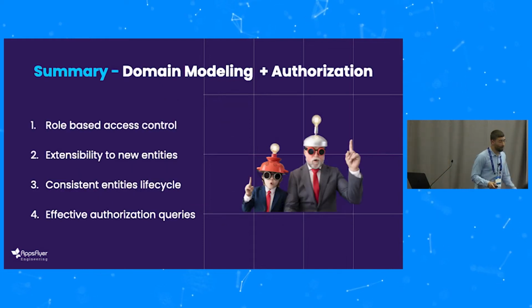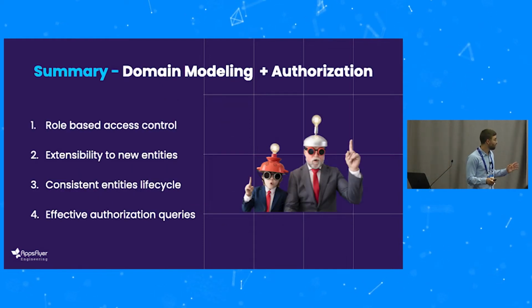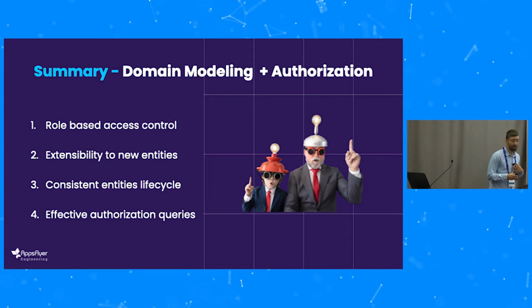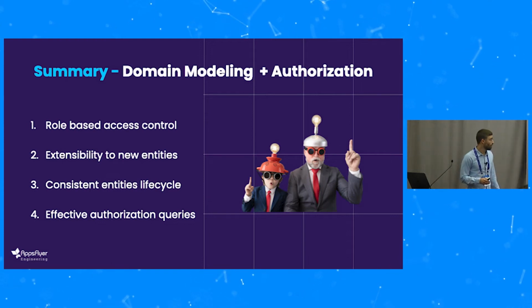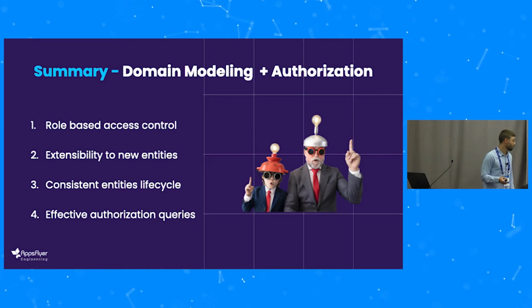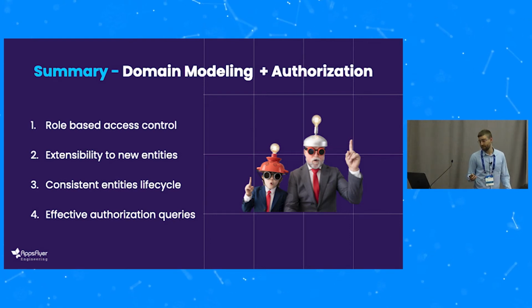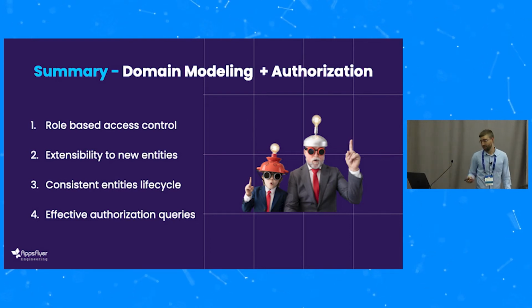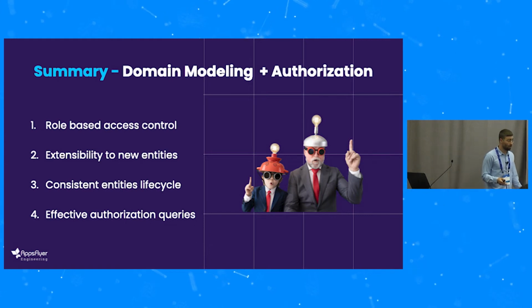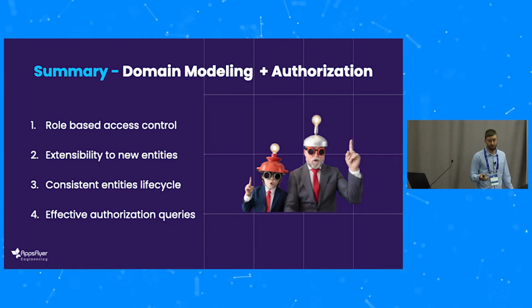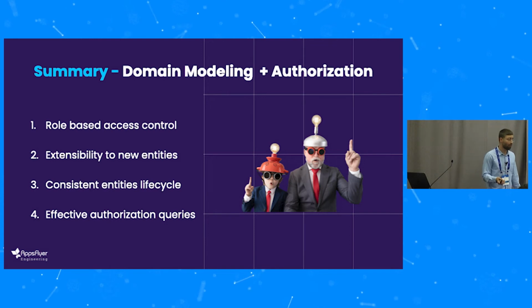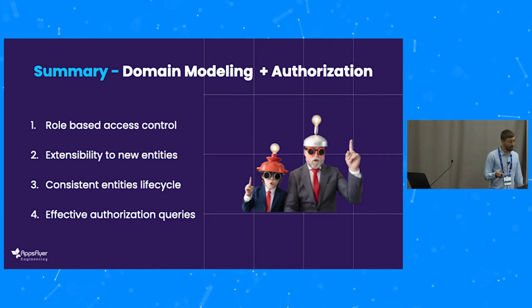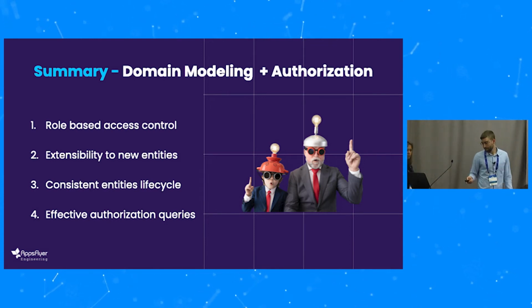So to summarize this part, we demonstrated some of the advantages of modeling together authorization and domain data over GraphDB. We get role-based access control, we get automatic extendability to new entities, and a consistent entities lifecycle, and also very efficient authorization queries, which is very important to serve users' requests in real time. Now let's deep dive on the other part of the solution.